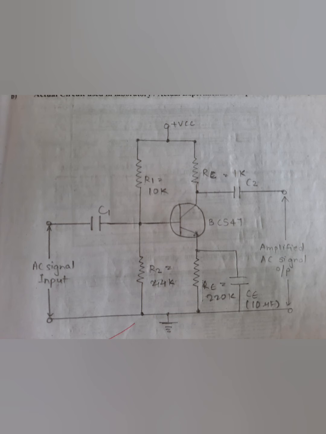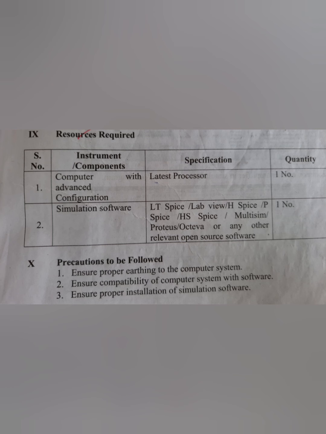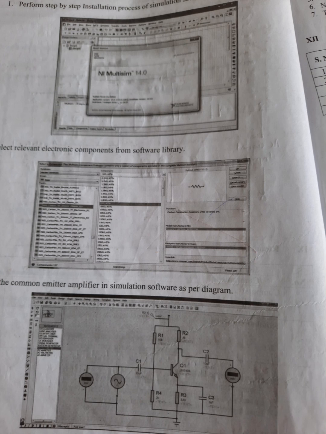Let us see the resources now. The resources will be the following. You need a computer system. It should have the latest processor. Then you need simulation software. You can have different software like LT Spice, LabVIEW, Spice, HSpice, PSpice, Multisim, Proteus, Octave, or any other relevant open source software. So these are open source. You can download them from the internet. Precaution: your system should be properly earthed.